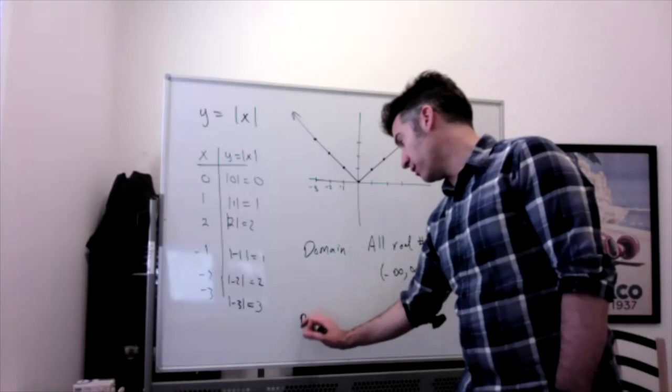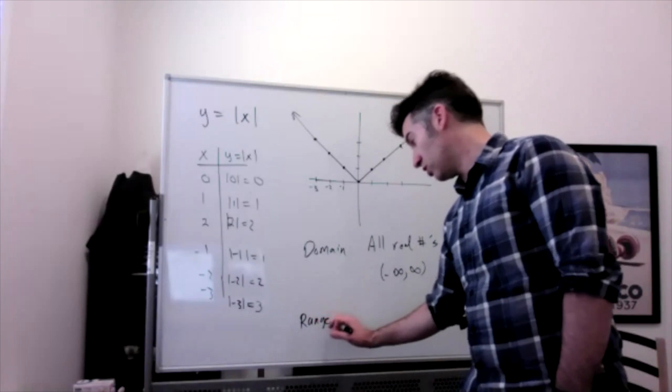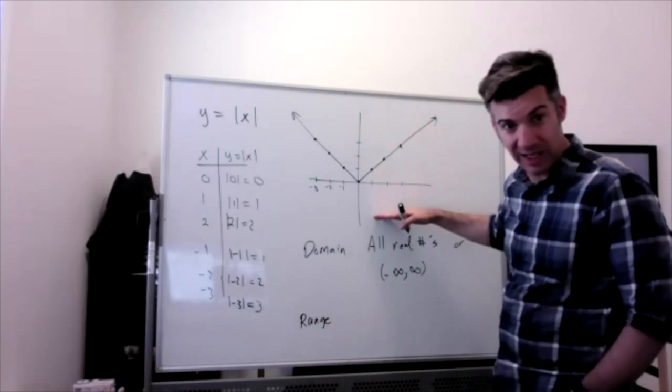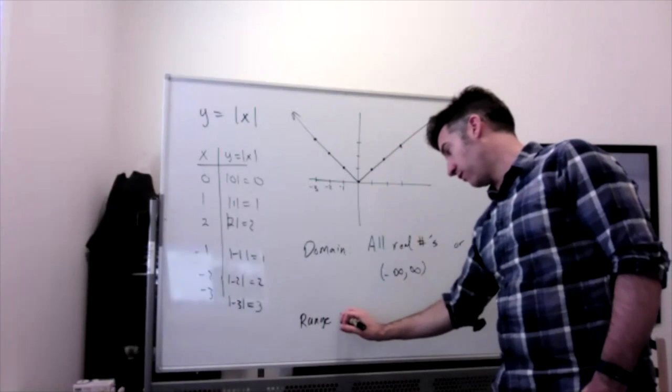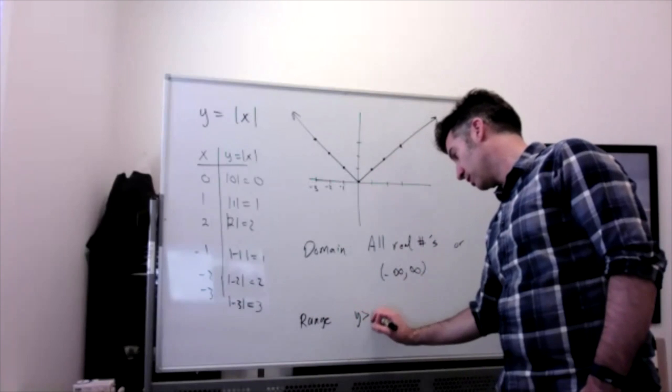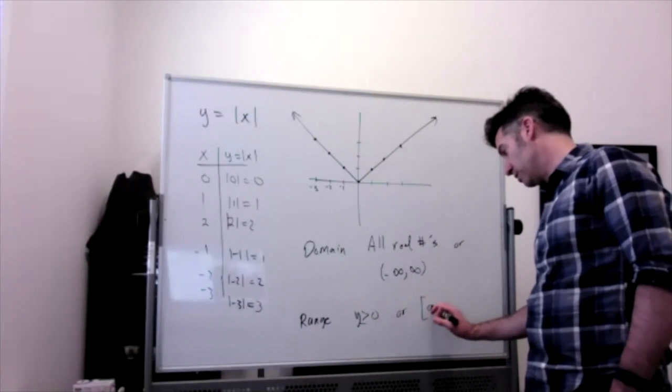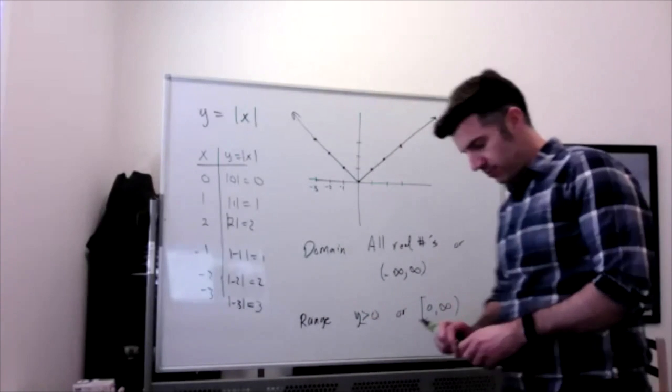The range here, on the other hand, again, the range is all the y values. The y values go as low as 0, but not any lower. So the y values go from, you could say y is greater than or equal to 0, or you could write it as bracket 0 to infinity.